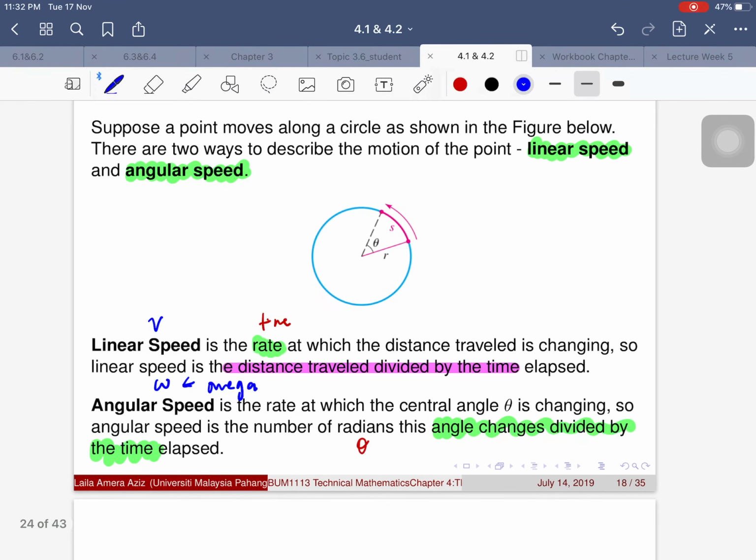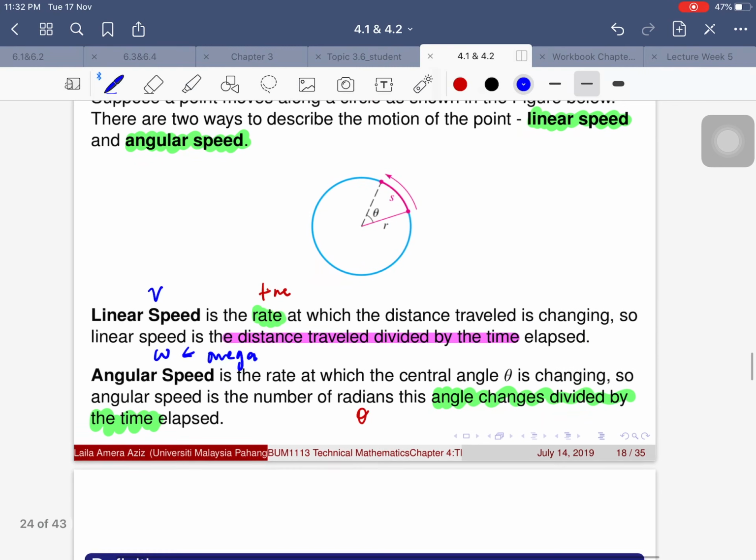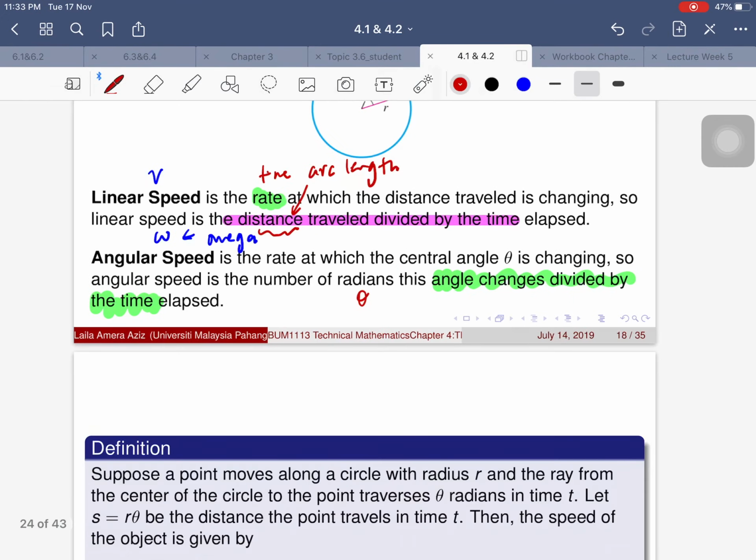Alright, if we use the specific formulas for linear speed and angular speed, you have to make sure that your angle is in terms of radians. And linear speed is related to something we have seen before, because when it says distance traveled, the distance is talking about the arc length. Arc length is something that we have seen in the previous video, so we are going to apply it. This distance is represented by arc length.